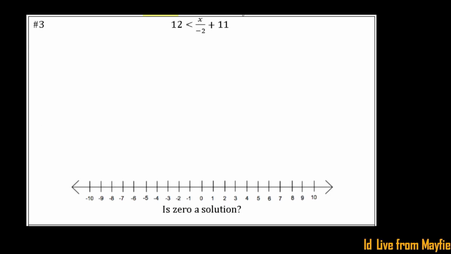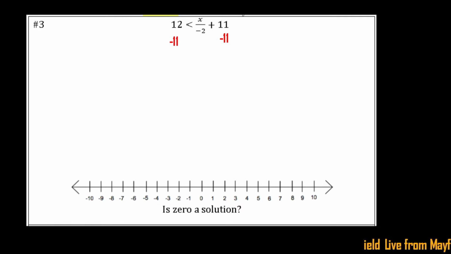In number 3, be very careful on this one. This one is a tricky one, but we're always making sure we can challenge ourselves. That way we can make ourselves better. So now it has 12 is less than x divided by negative 2 plus 11. Again, get the variable term by itself, and so we subtract 11 from both sides.